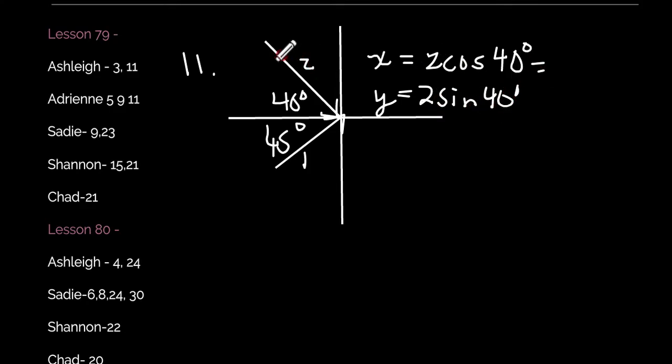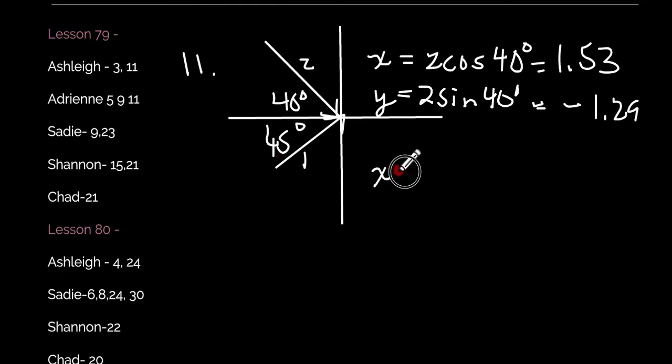All right, now, it's going in the positive x direction. It's going from here to here, so our x is going to be positive. That's a little confusing, but that's just how it is. So we're going to get 1.53. Now, check it out. The y is going down, so it's going in a negative direction, so we're going to get negative 1.29. That's our y.